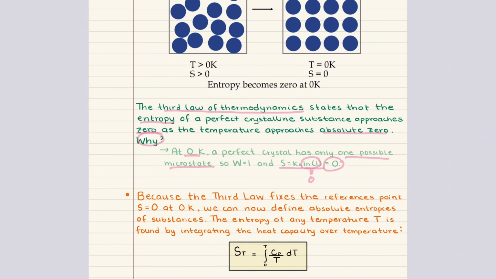Now, in real materials with some orientational disorder or defects, there can be a tiny residual entropy, but for our thermodynamic foundations, we take the third law reference as 0 at 0 Kelvin for a perfect crystal. And this matters enormously because it fixes the 0 of the entropy scale. And with a firm reference point at 0 Kelvin, we can then talk not only about changes in entropy, but about the absolute entropy of a substance at any temperature.